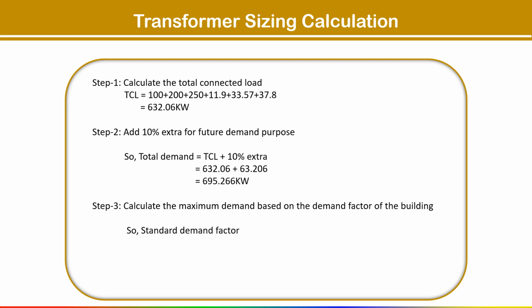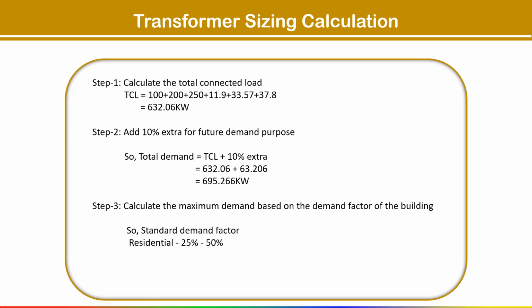Remember, the demand factor varies for different types of building and their associated load. Here I will tell you some general guidelines for demand factor in residential, commercial and industrial building. For residential building, the demand factor ranges from 25% to 50%. This is because not all electrical appliances and devices are typically in use simultaneously in residential buildings.